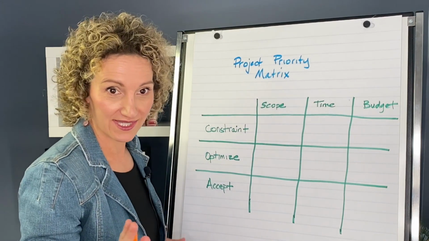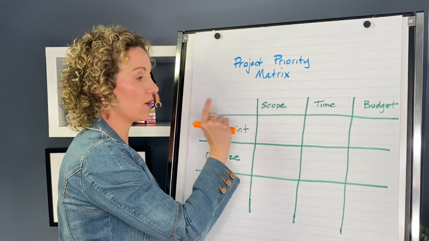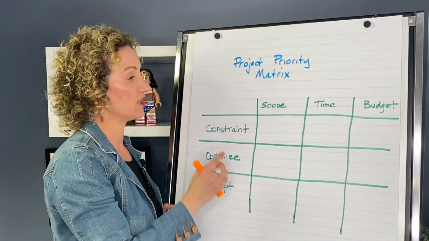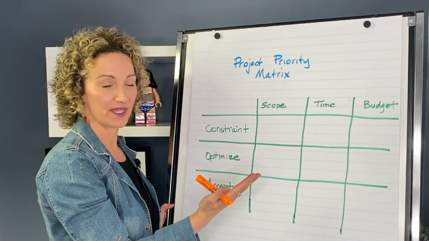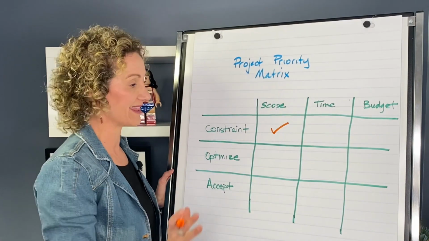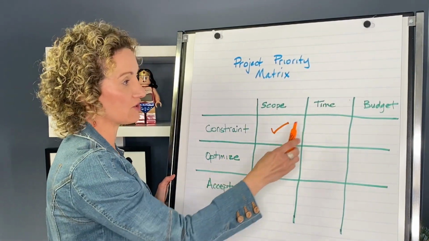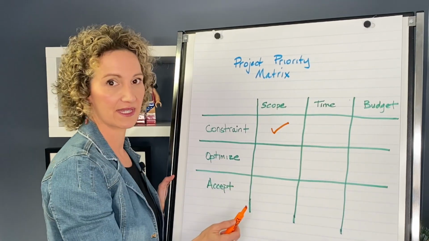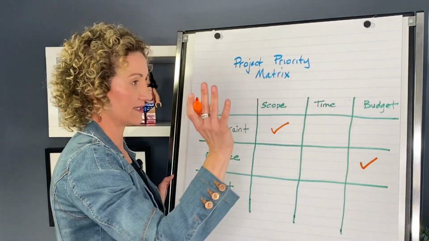The second rule is you must have one checkmark, one X, in each row and column. So you have to ensure that you split this up. For example, if you're going to say scope is my constraint, that means I cannot have time or budget as a constraint. But what I can do is I now can say, well, is it going to be optimized for budget or is it going to be time? And for the project that I'm doing, I'm going to say budget is going to be optimized.